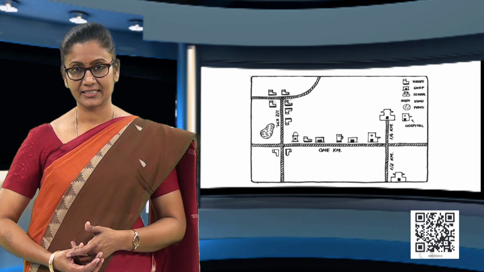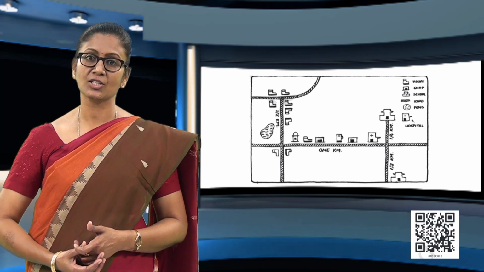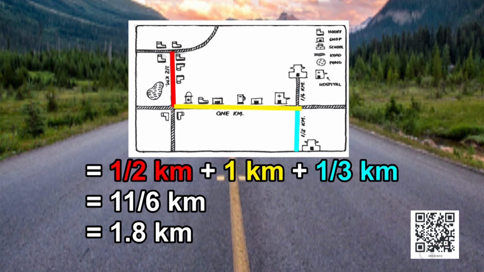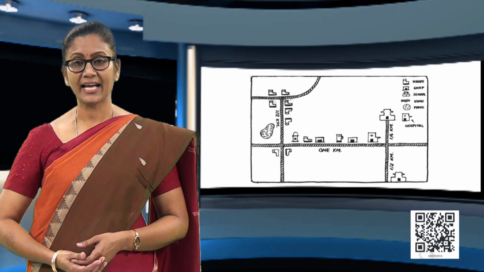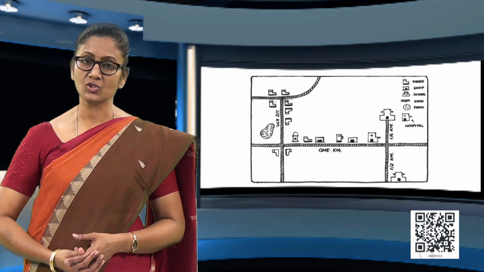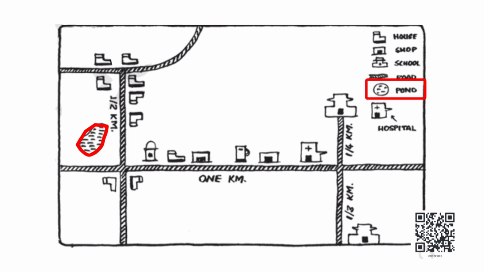Yes, you are right. Sister's school is nearer to the house because the distance between the sister's school and the house is 1.75 kilometers, whereas the distance between Raghav's school and the house is 1.8 kilometers. By looking at the map, can you tell what are the landmarks between the school and the house? Yes, the landmarks are the pond, a post office, a shop and a hospital.